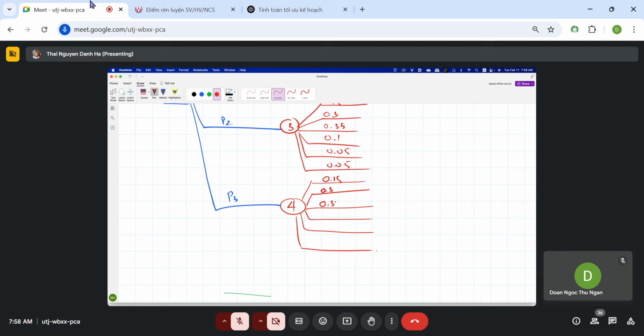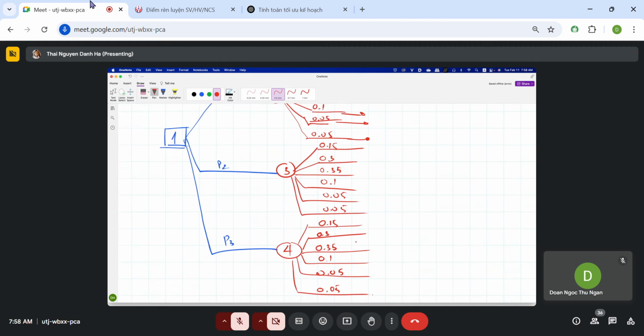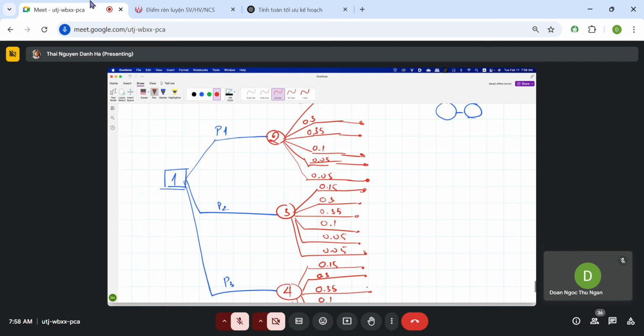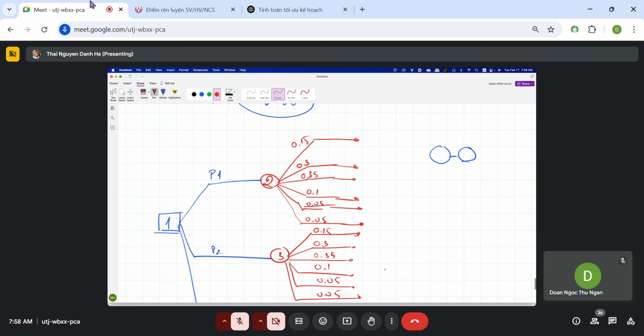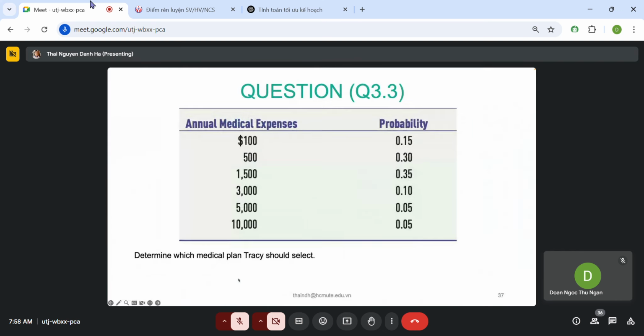We're going to add the information for this tree. Whenever we have enough information, we can calculate the payoff for the decision and try to write it better. Okay, just move back to the information we have here.